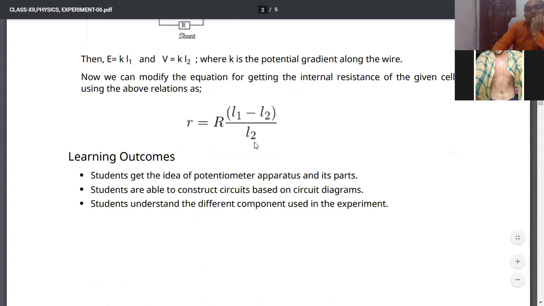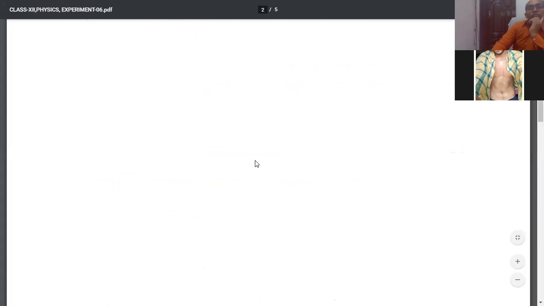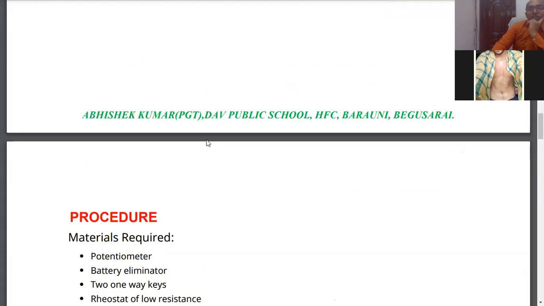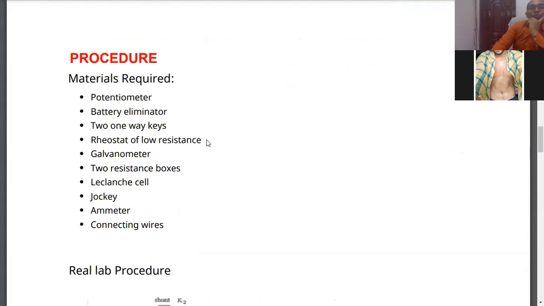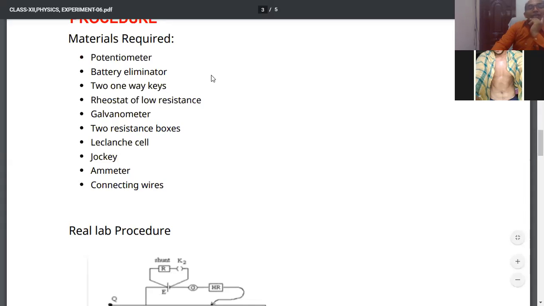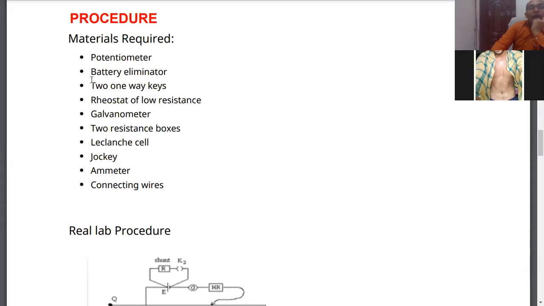Now, we have to move ahead to the next part of this experiment, which is the procedure. Before starting the experiment, we have to follow the following procedure, that is, the material required for the experiment. First, a potentiometer is required, and second, a battery or battery eliminator, and we need two one-way keys.